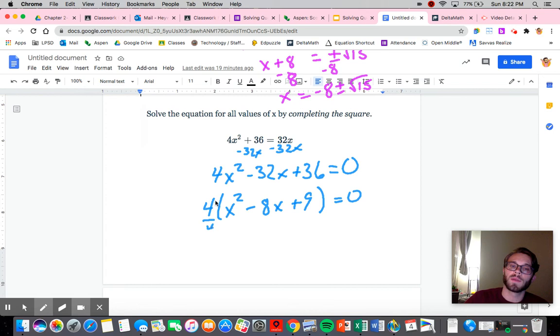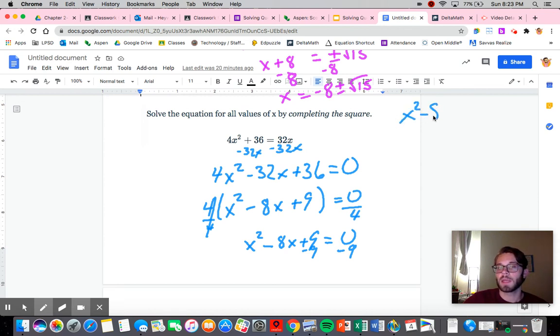We divide both sides by 4, and we're just left with x squared minus 8x plus 9 equals 0. That doesn't affect our solutions because the 4 is just a scalar. It just affects how quickly it's increasing. It doesn't affect the points of intersection. So now we again need to complete the square. We're going to subtract the 9, and I'm going to write it over here because I have a little more room. So I have x squared minus 8x equals negative 9.